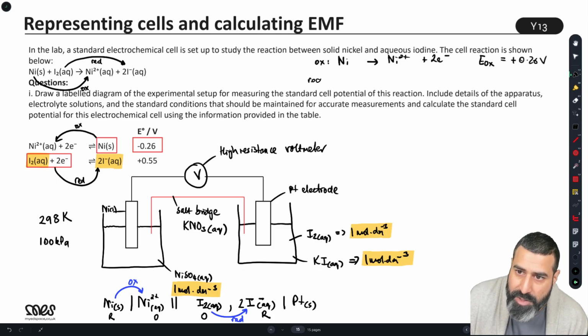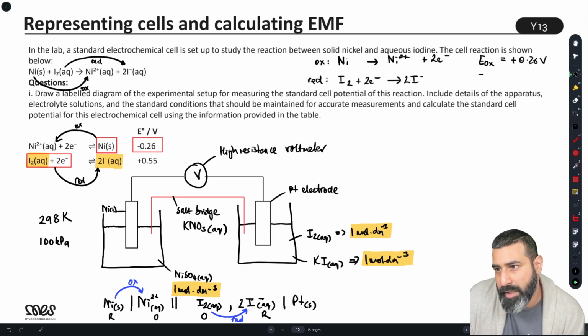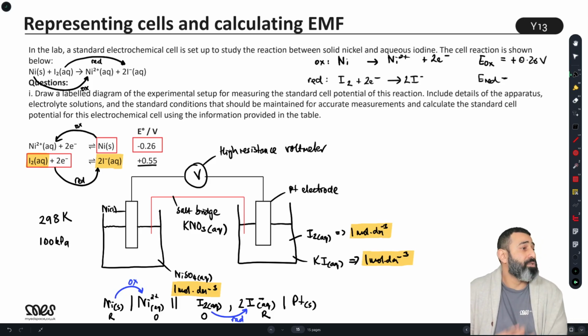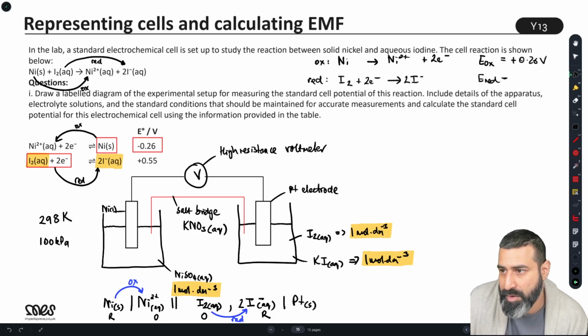And then my reduction reaction is going to be I2 plus 2 electrons forms 2I-, and E red is going to be that value because it's already moving from left to right, so it's already given as the reduction potential, so we're just going to quote that value, okay? So E red is equal to plus 0.55 volts.